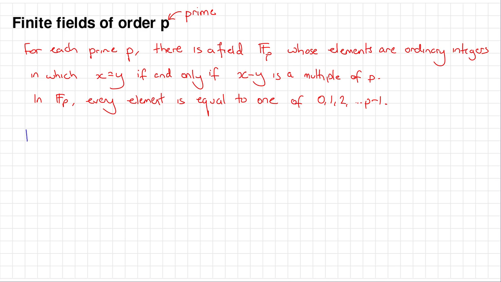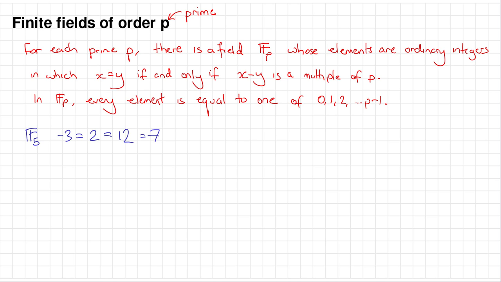Let's see some examples, or let's work with some examples. So let's take F5 to begin with. That's the field of order 5. And in F5, the elements are written as ordinary integers, but we regard two integers as being equal when they differ by a multiple of 5. So that, for example, minus 3 would be equal to 2, as minus 3 and 2 differ by a multiple of 5. And that would also be equal to 12, and that would also be equal to 7.